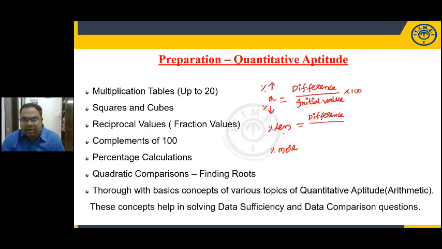Generally not a formula, but we will write opposite of less, larger value into 100. Percentage more, difference. Opposite of more is lesser value, that is smaller value into 100.